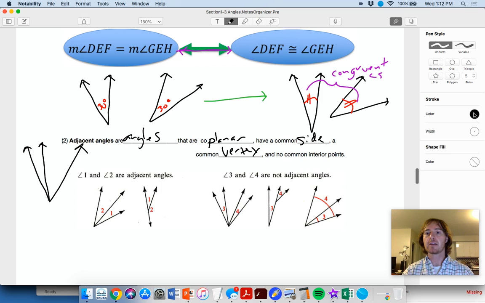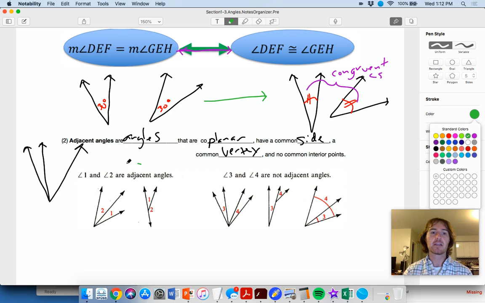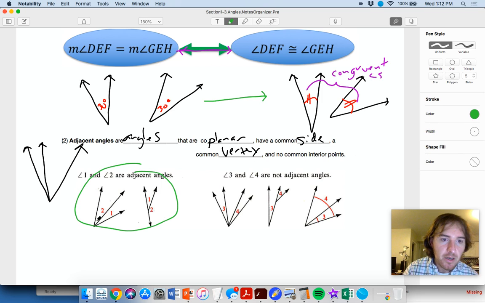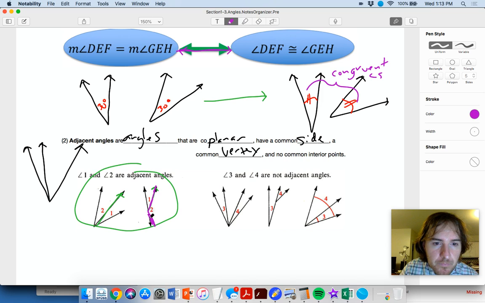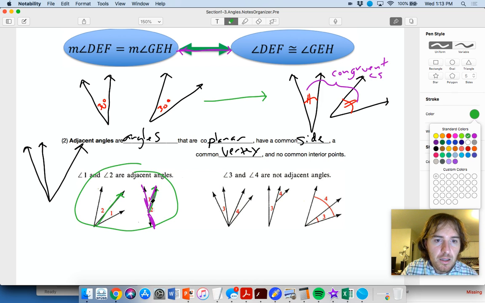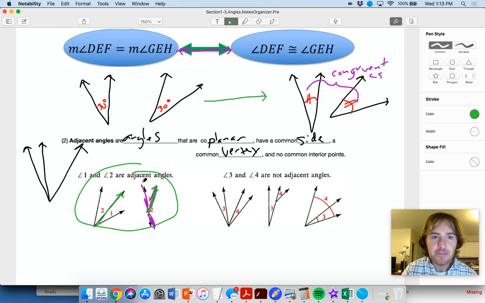Okay, so let's take a look at this here to make sure we understand what this looks like. Here are your adjacent angles. Okay, so here, common side, boom, common side's right here. Common side right here between these two angles. This one here on the right side is a little bit harder to see. We have angle 2 is right there, and then angle 1 is right here. Okay, so it has a common side and a common vertex, and they're coplanar. Here, angle 2, angle 1, common side, and it has a vertex right there that it shares between the two.